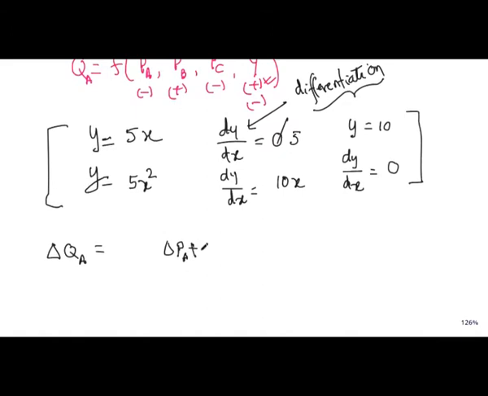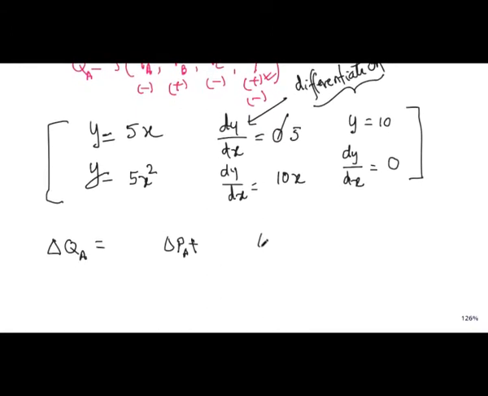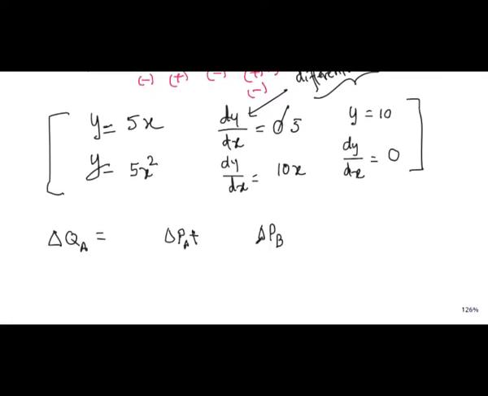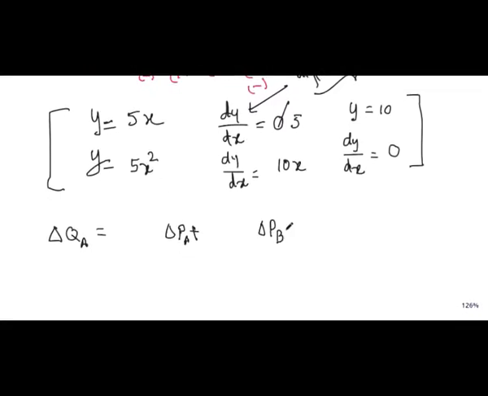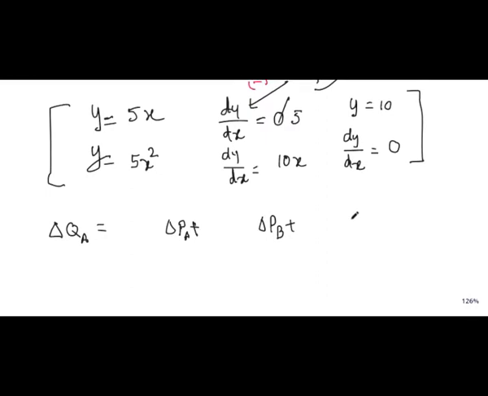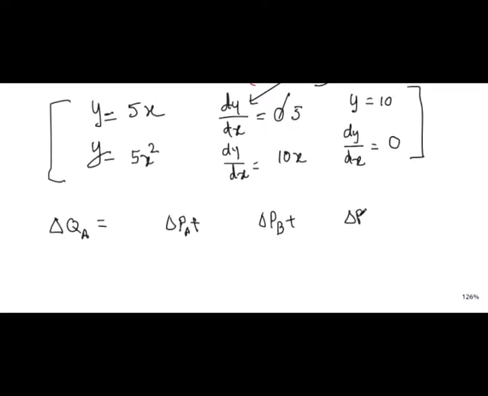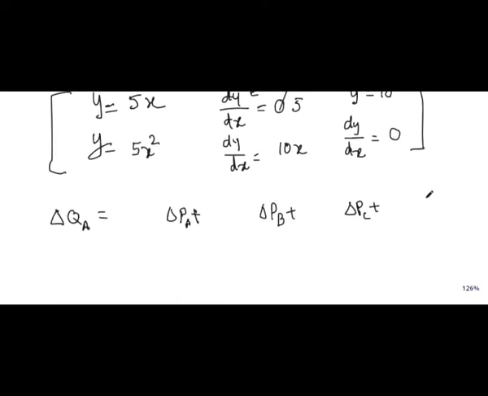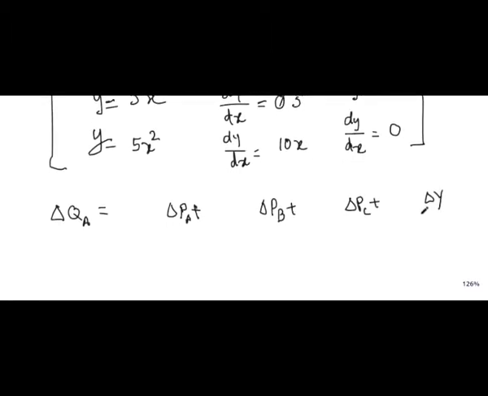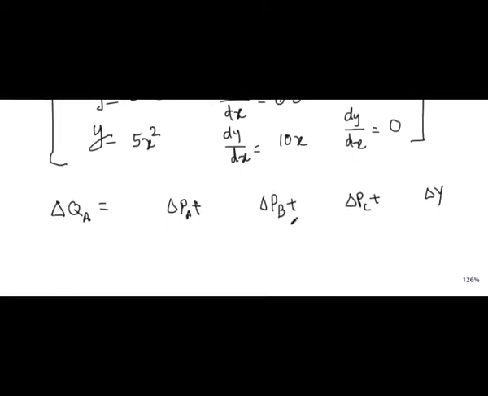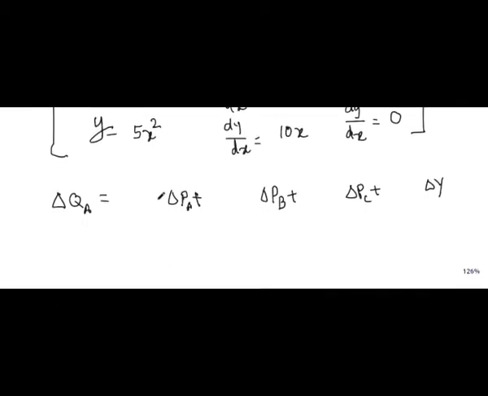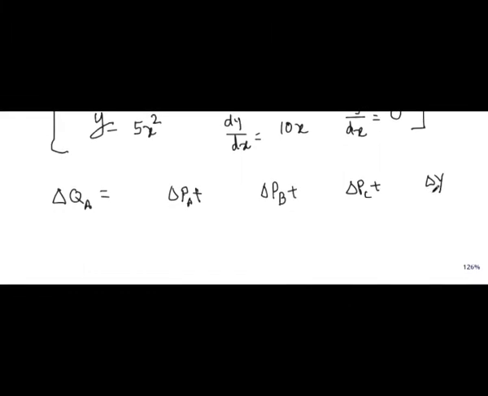It may have changed the demand because another product, B, price has changed. I did not do anything. It may have changed because another product, C, price has changed. Or it may have changed because income has changed. So I'm adding them. If there is no change, this is zero. So this whole term becomes zero. But it could be all of them or a combination of them.